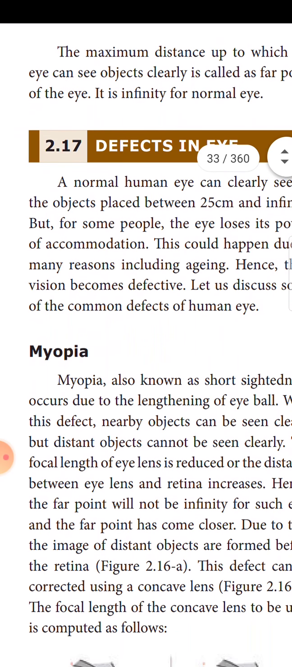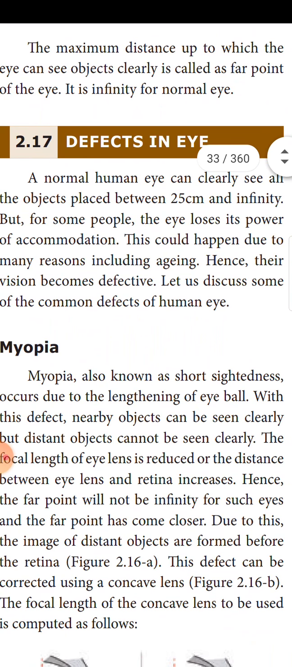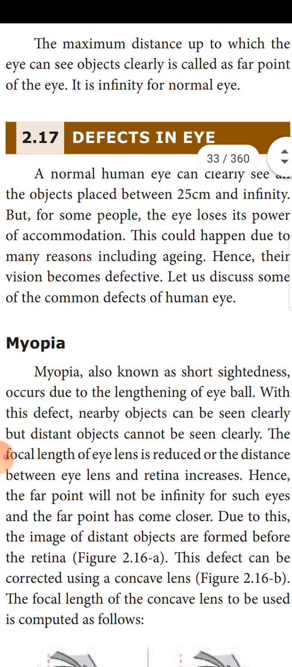The maximum distance up to which the eye can see objects clearly is called the far point of the eye. It is infinity for a normal eye.